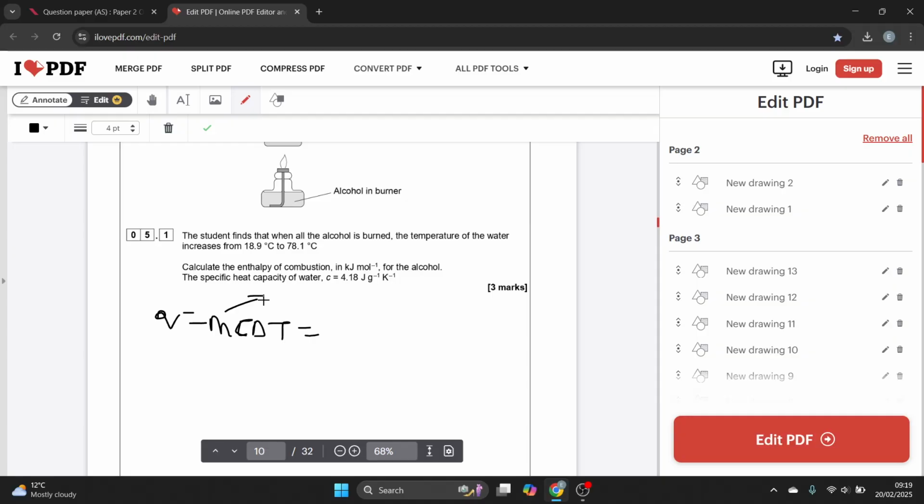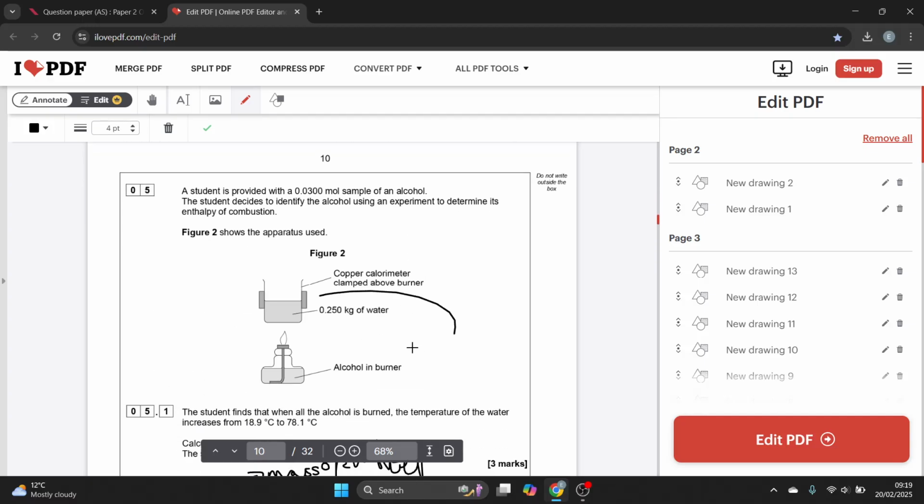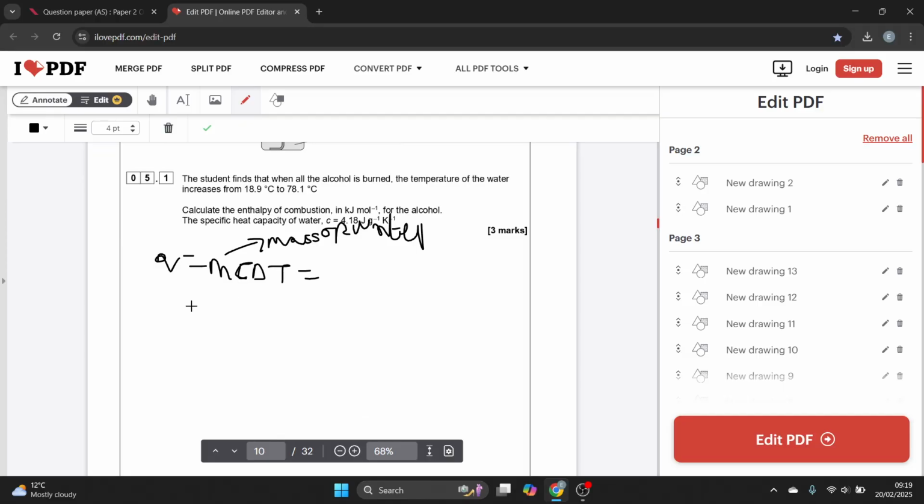Where m is the mass of water in grams. And I know I've got 0.250 kilograms of water, so it's going to be 250 grams, times by c, which is 4.18, given in the question, times by the temperature change, which is just 78.1 minus 18.9.